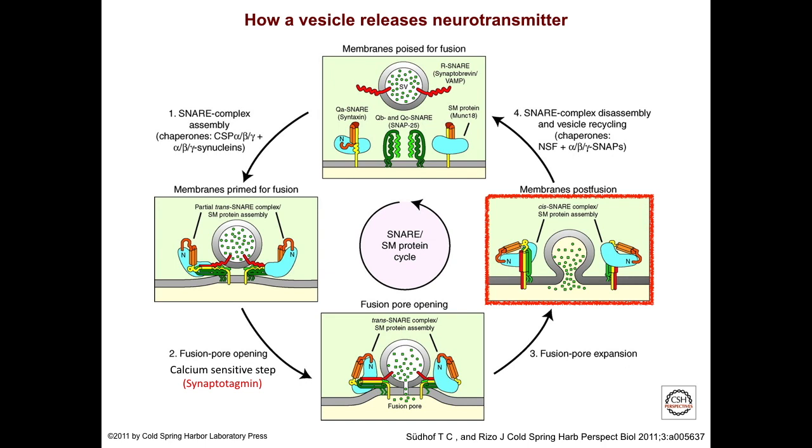Afterwards, cis SNARE complexes are dissociated by the ATPase called NSF, acting in conjunction with its adapters, alpha, beta, gamma SNAPs, and the vesicle recycles to start another round of release.